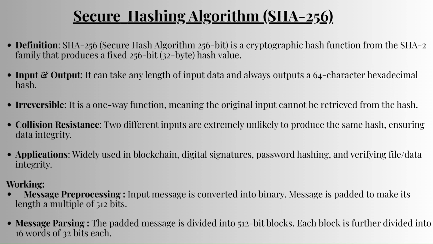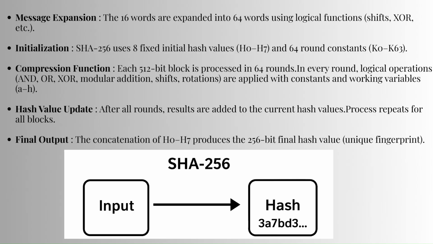After the padding is done, a message is passed. That means the padded message is divided into 512-bit blocks. Then each 512-bit block is further divided into 16 words of 32 bits each. Then message expansion, where the 16 words are expanded into 64 words with logical functions like XOR, shift, etc.